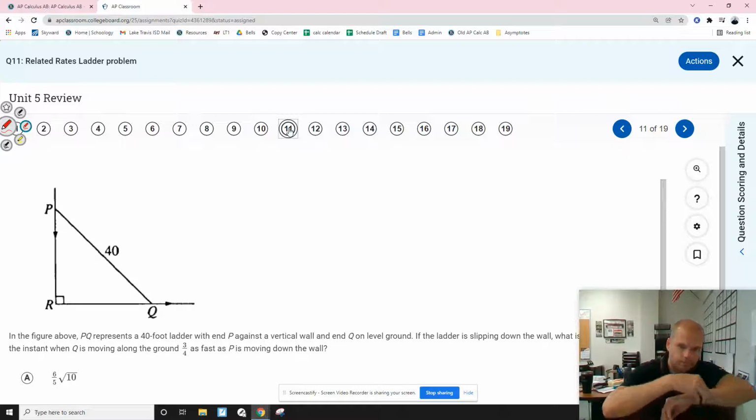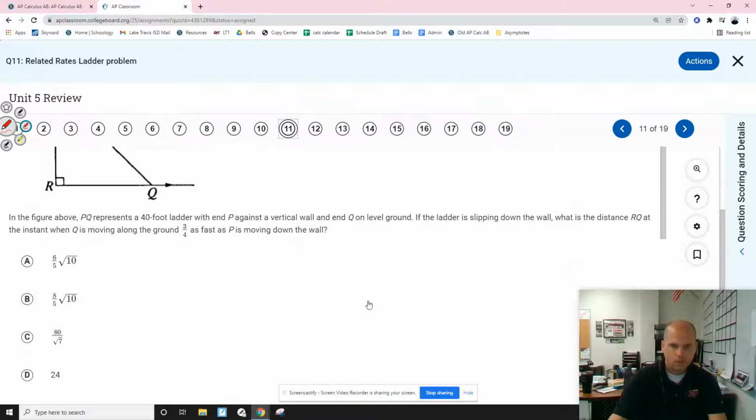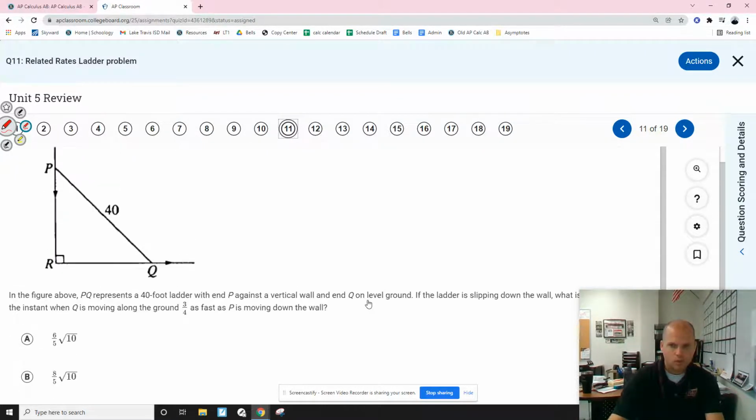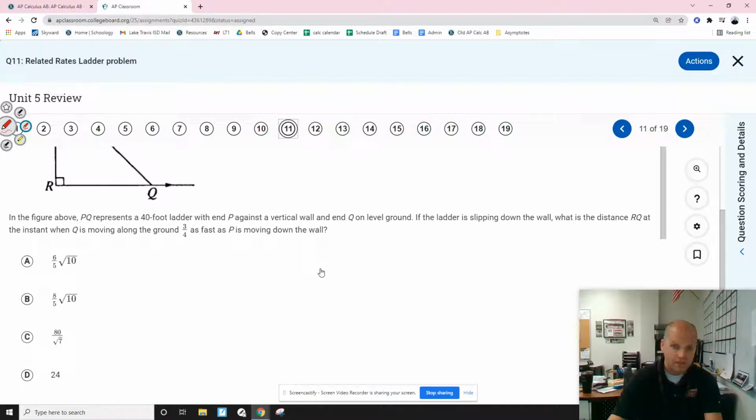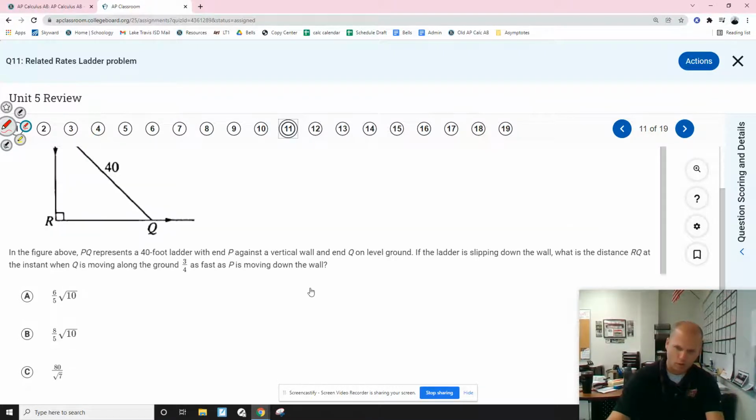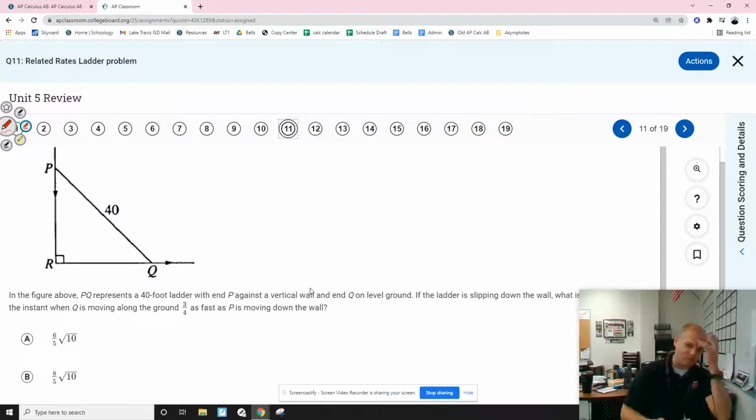Here's a ladder. A 40-foot ladder slipping down the wall. What is the distance RQ at the instant when Q is moving along the ground 3/4 as fast as P is moving down the wall? Good question. I'm going to switch this to X. This is Y. The question is, what is X?